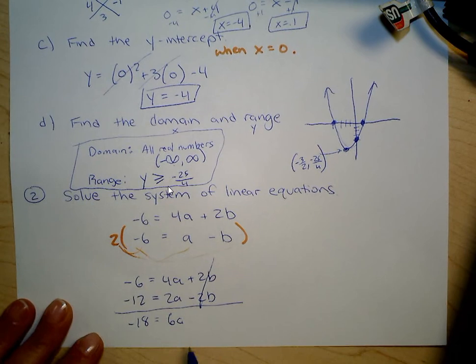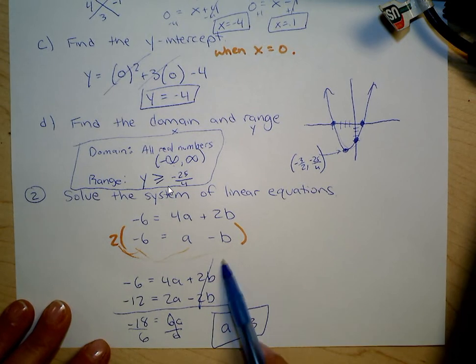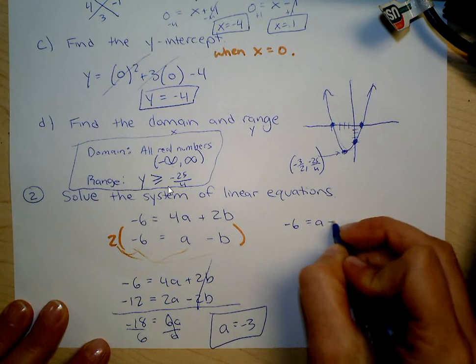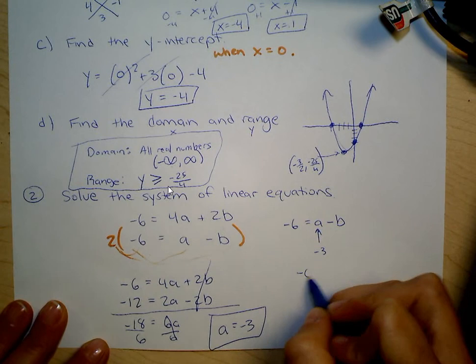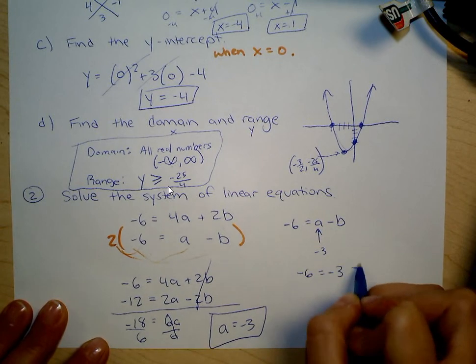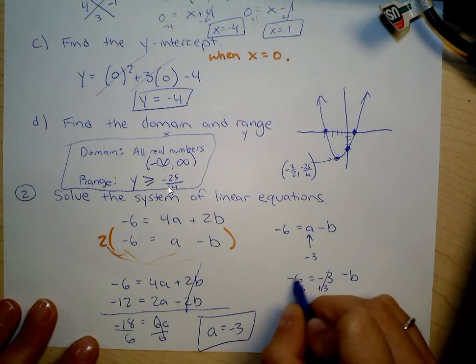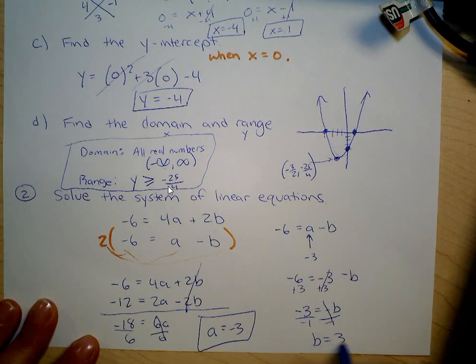So now I can solve for a. Divide by 6 to both sides. So I know a is equal to negative 3. And to solve for my other variable, I can plug back in. It doesn't matter which equation I choose. I'm going to choose this equation. So negative 6 is equal to a minus b. Plugging in negative 3 for a, I get negative 6 is equal to negative 3 minus b. Add 3 to both sides. Negative 6 plus 3 gives me negative 3 is equal to negative b, and divide by negative 1, so b is equal to positive 3.